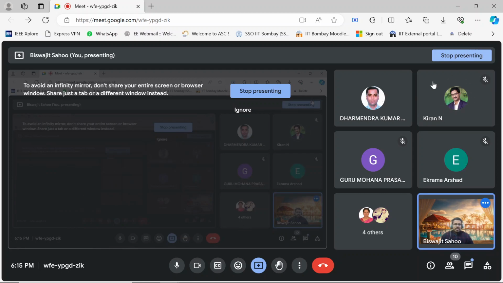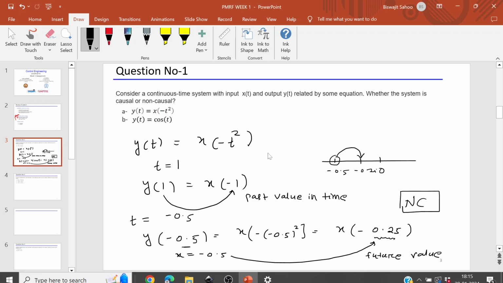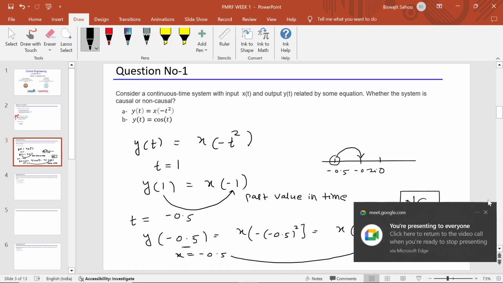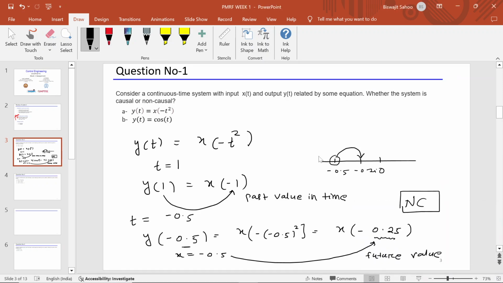Okay, fine. So let me explain it again. So first of all, what is the question? There are two questions. First of all, take the first question. This is part A, and this is the question given to you: y of t equal to x of minus t squared. They are asking you to verify, for the system given by this algebraic equation, whether it is causal.